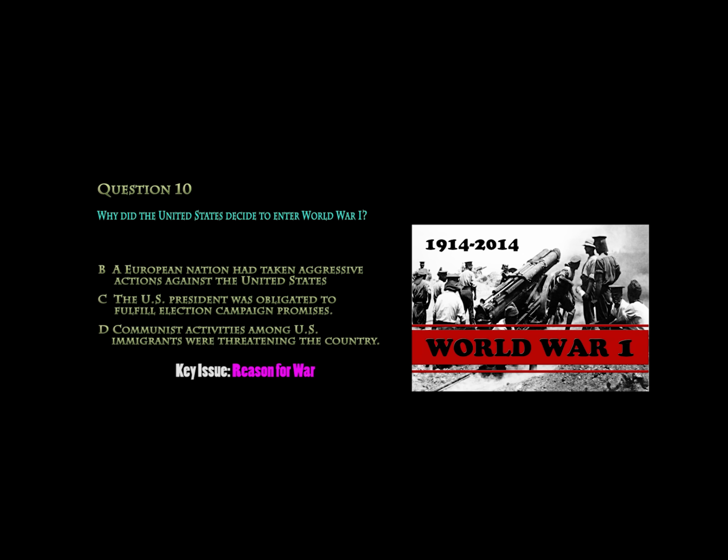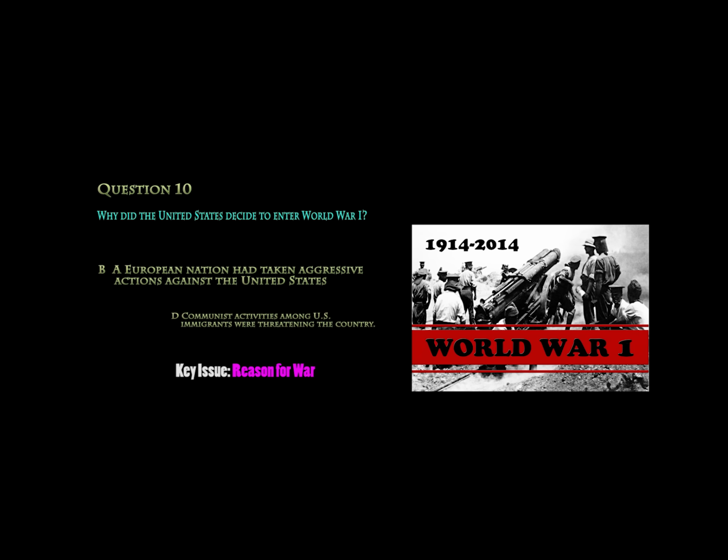C. Did campaign promises obligate President Wilson to enter World War I? No, he had promised to keep America out of the war. D. Were communist immigrants in the USA a reason to go to war with Germany? No, they were not a significant issue. B is the best answer.